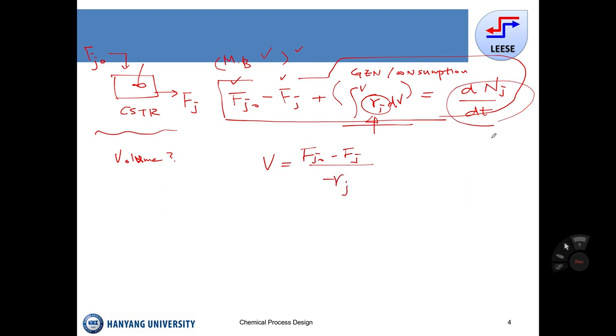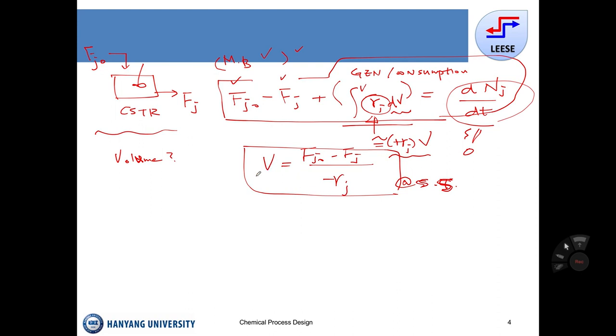Because at steady state, we may assume the accumulation term to be 0. Then for an incompressible fluid, we can take this term as the rate of reaction r_j times V. So we have this relationship for the CSTR at steady state. At steady state, the volume can be calculated from this mass balance.